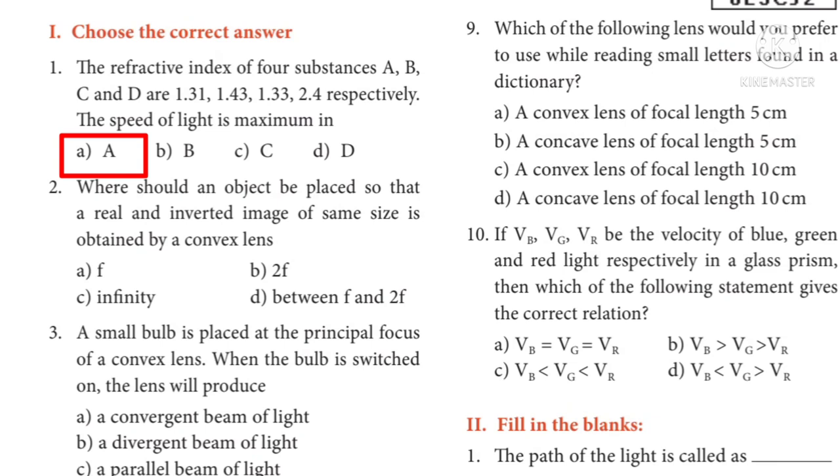Second question: where should an object be placed so that a real and inverted image of the same size is obtained by a convex lens? Options: A, F; B, 2F; C, infinity; D, between F and 2F. The correct answer is option B, 2F.